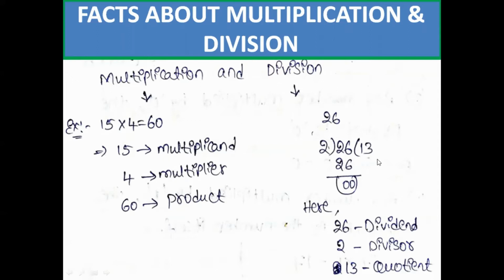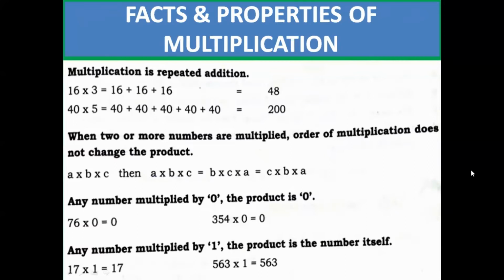The next is division. 26 divided by 2. 2 1 ja 2. Bring down, we get 2. 2 3 ja 6. Minus, we get 0. In this, 26 is the dividend, 2 is the divisor, 13 is the quotient, and 0 is the remainder.